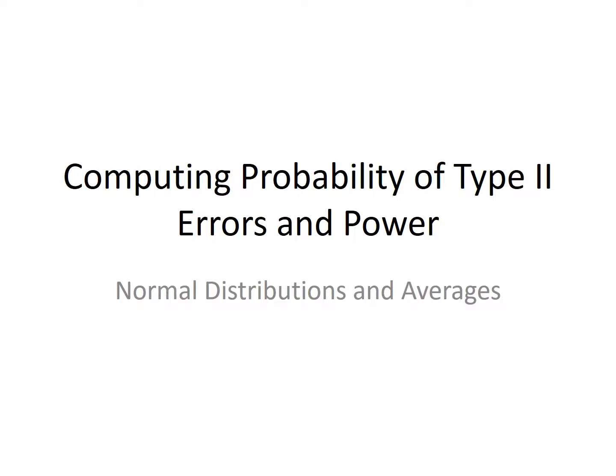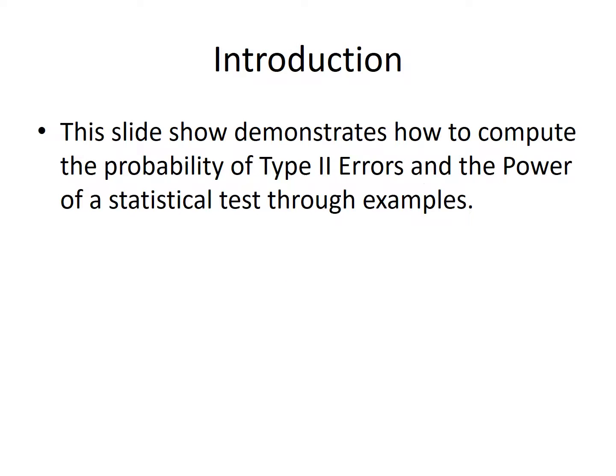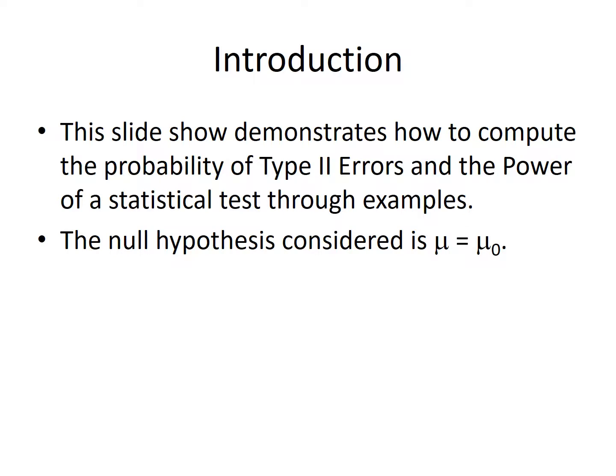Computing probability of type 2 errors and power. In this demonstration, we shall consider normal distributions and averages. This slideshow demonstrates how to compute the probability of type 2 errors and the power of a statistical test through examples. The null hypothesis considered is mu equal to mu naught.